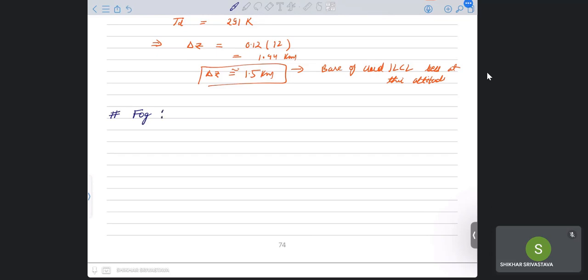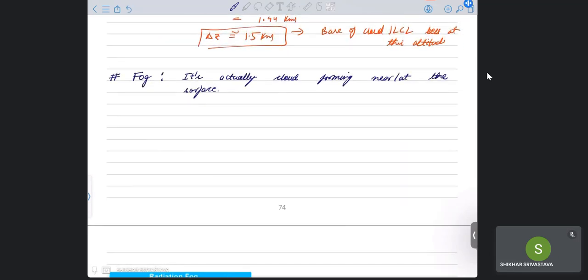So what is fog? In simple terms, they are just clouds only. It is actually cloud forming near or at the surface. So fog is nothing. It's also a kind of cloud only, which forms near or at the surface of Earth. This is the basic definition of fog.